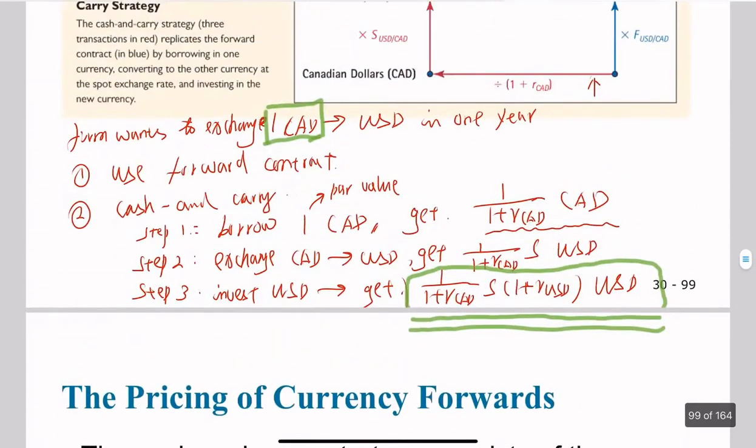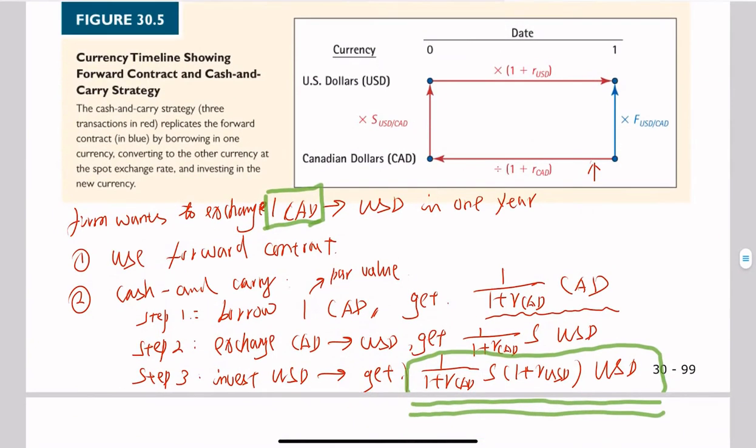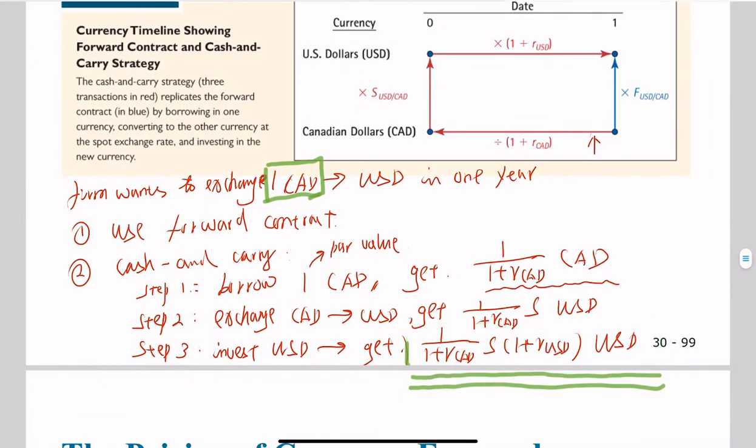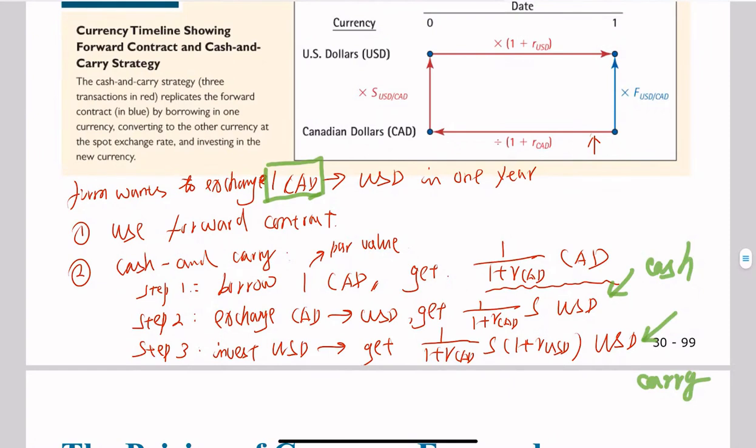Okay, maybe let me make some comments, in case you get confused. So first, why is this called cash and carry? This part is about cash. You can see that you're using your cash to buy your asset. That is, you're using Canadian dollars to buy US dollars. And the third step is about carry, right? Because you invest your US dollars for 1 year. This is equivalent to saying you're carrying your US dollars for 1 year.